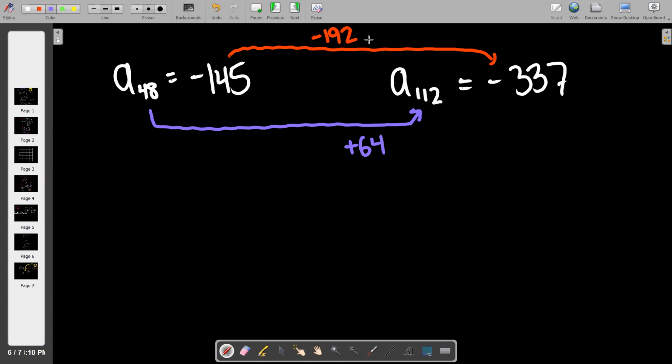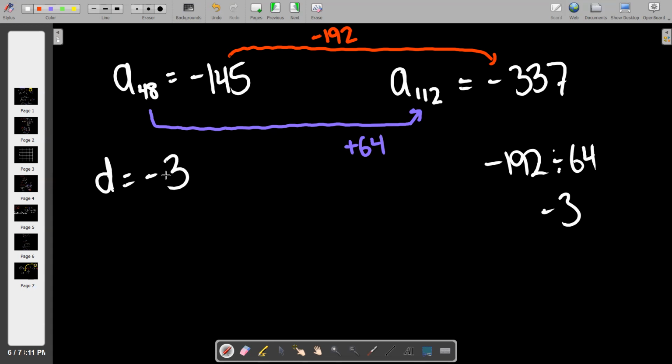So if I take the amount of change, negative 192, and I divide it by the number of moves it took to get there, I will figure out negative 3. And what that means now is we've cracked the code, and we now know that behind the scenes, what's happening is every time in the sequence when you go hop, hop, hop, hop, hop from term to term, you just go negative 3, negative 3, negative 3, negative 3. So at this point, this is a huge piece of information. d is negative 3. You should write that down 100% of the time.